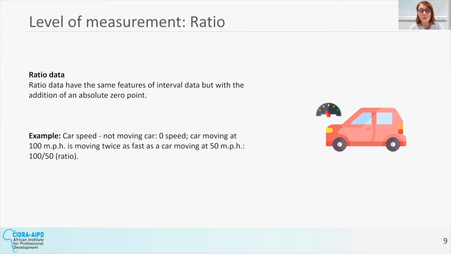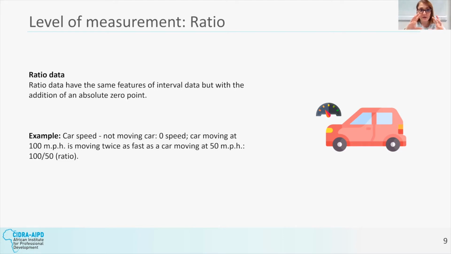At the same time, if we have two cars, the first car moving at 100 miles per hour and the second car moving at 50 miles per hour, we can say that the first car is moving twice as fast as the second car. So we have a ratio, which is 100 over 50, which is 2. So the first car is 2 times quicker than the second one.